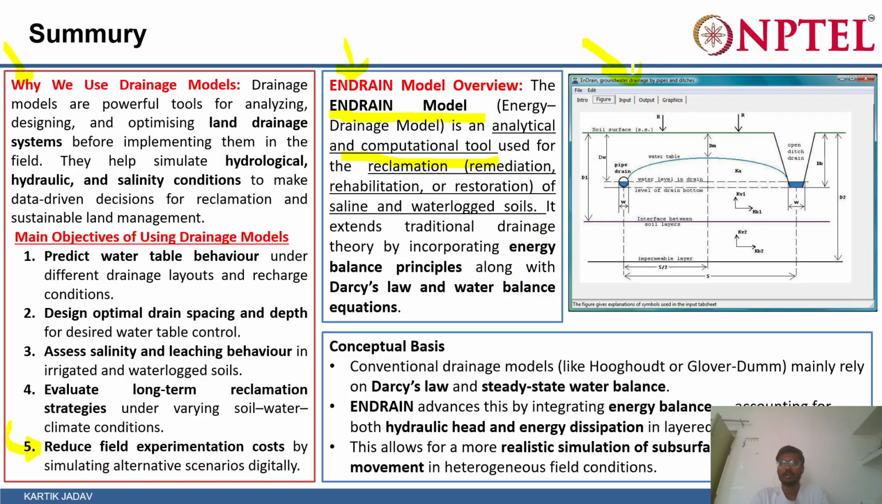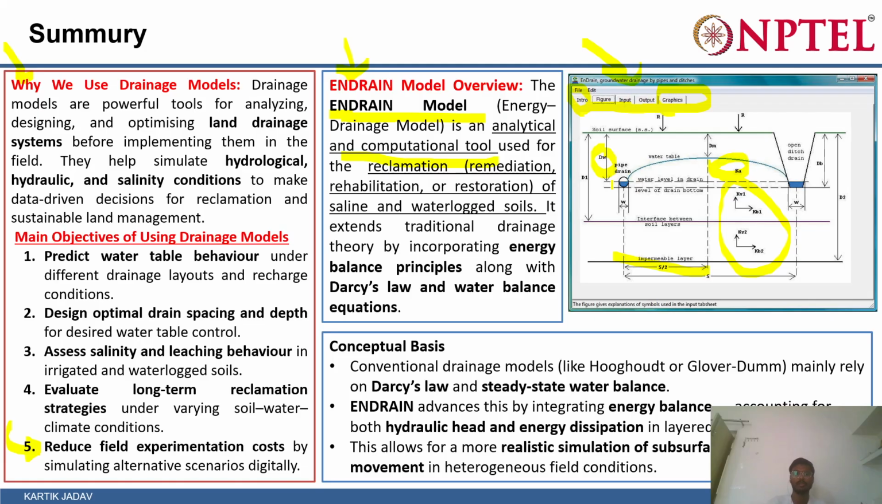So there is the Energy Drainage Model. It has different aspects like intro, figure, input, output, and graphics. You can see in the figure how you are representing the drainage system, right? So this depth you can modify, this water table you can modify, a particular layer depth you can modify, then you have a different anisotropy that you have to modify, right? So all these aspects you can modify and develop your own model.